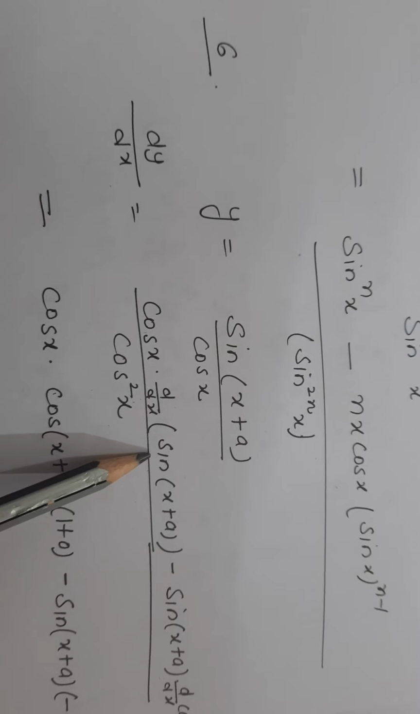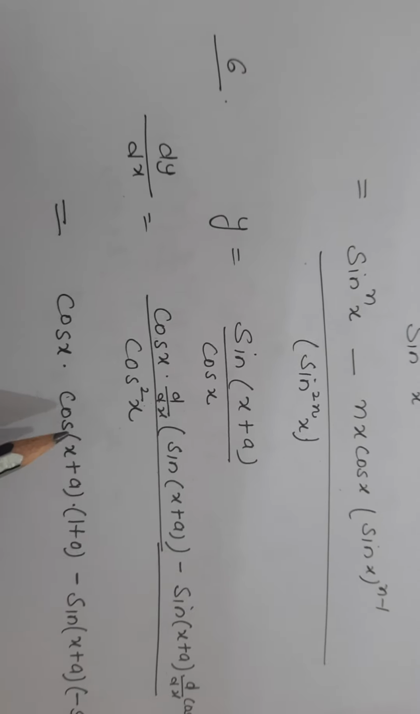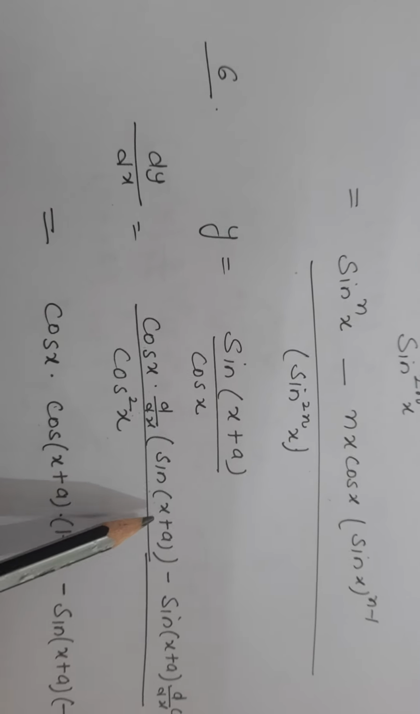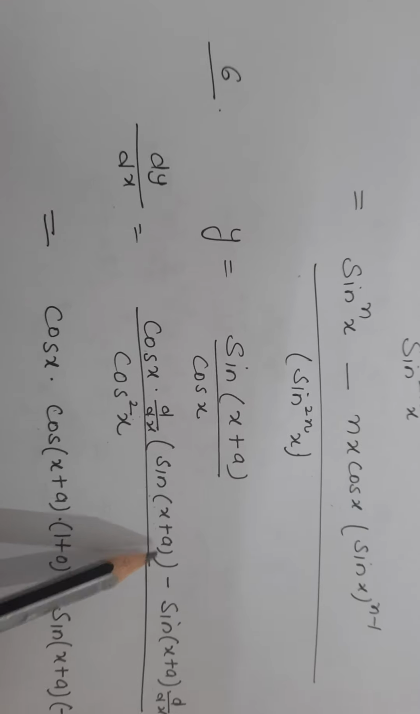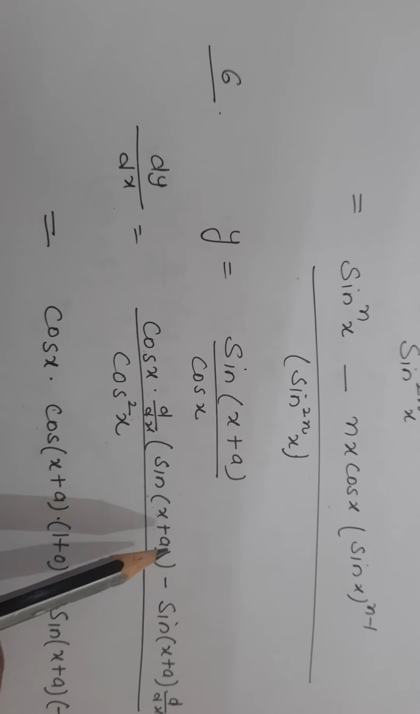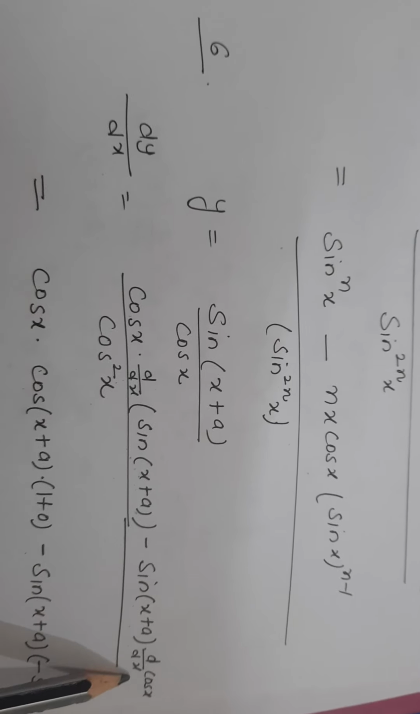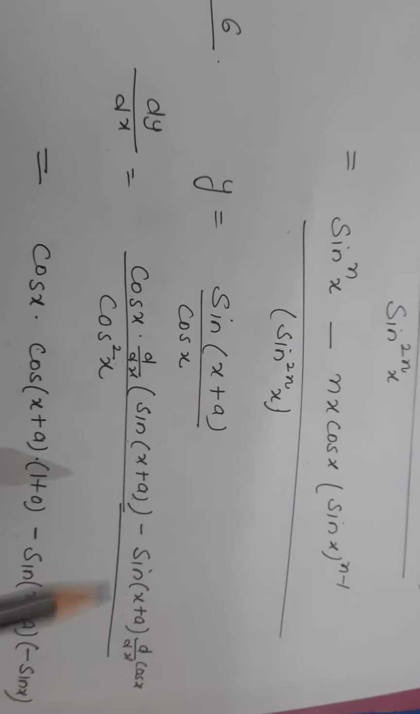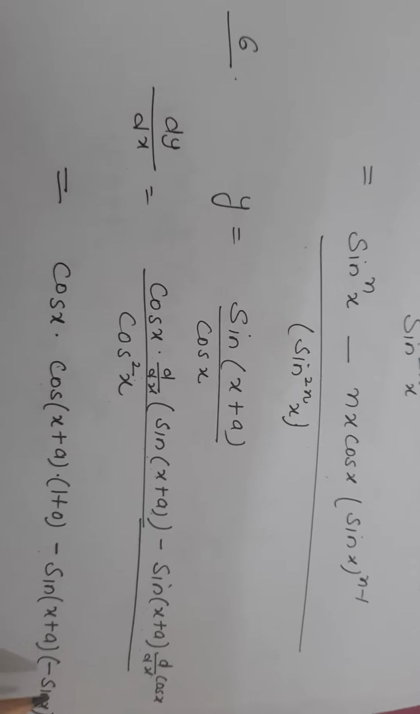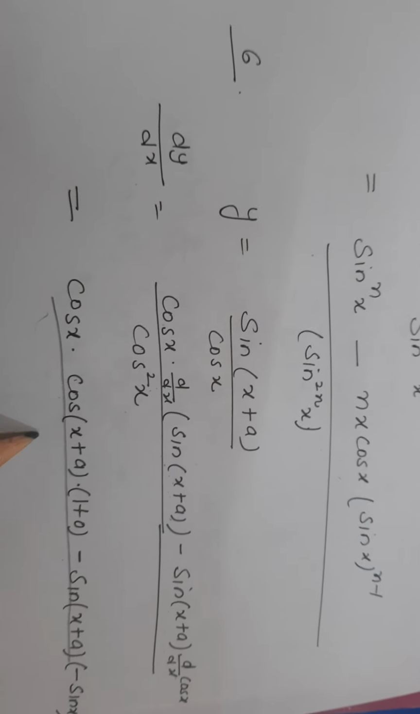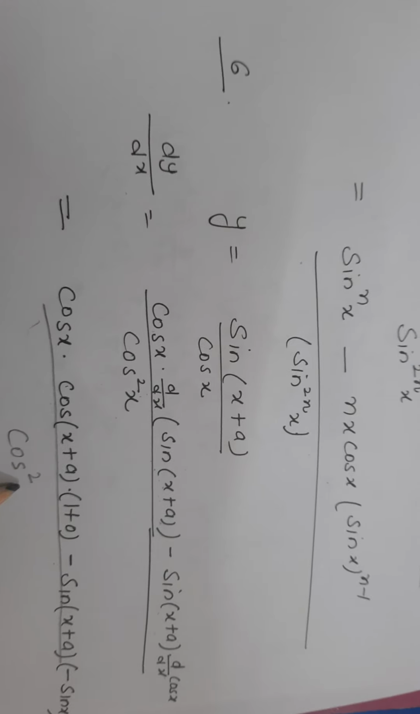The first function is sine. Its derivative is cos. So this is cos of x plus a into, by chain rule, the derivative of x plus a. The derivative of x is 1 and the derivative of a is 0, minus sine of x plus a into the derivative of cos x, which is minus sine x, and in the denominator I'm going to have cos square x.